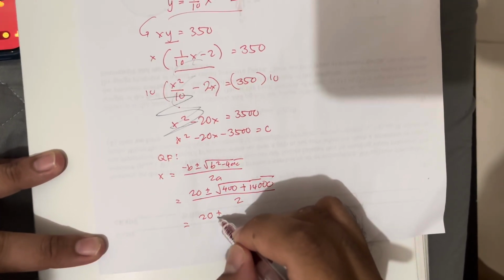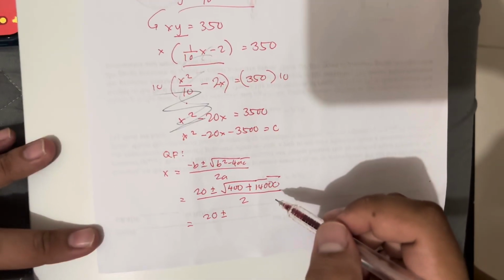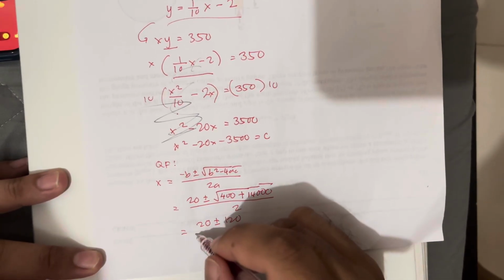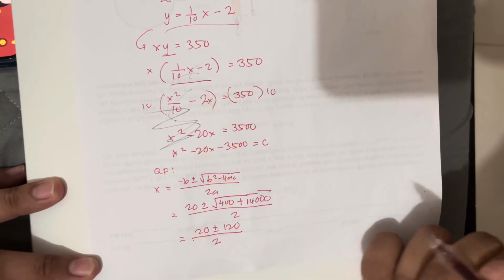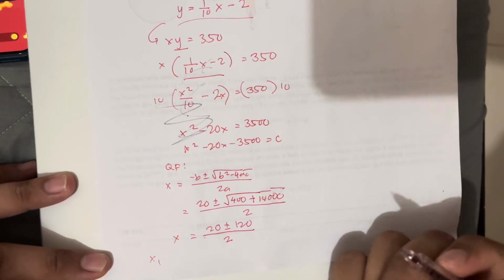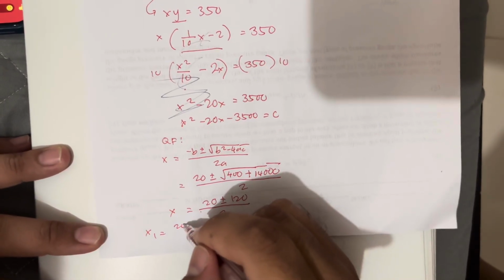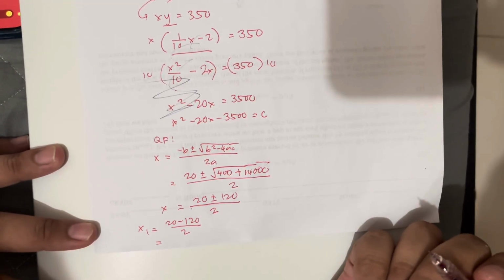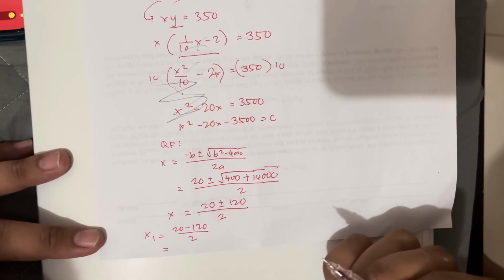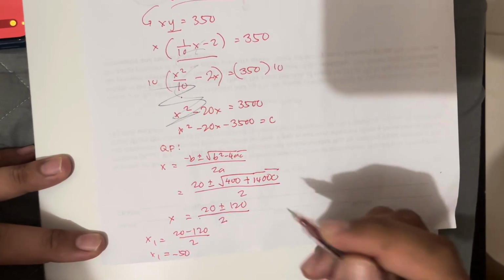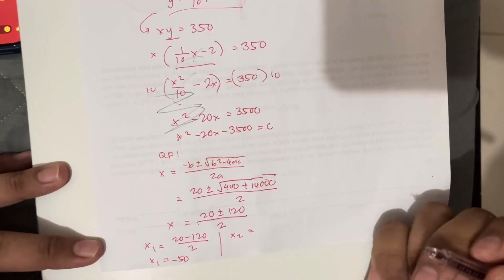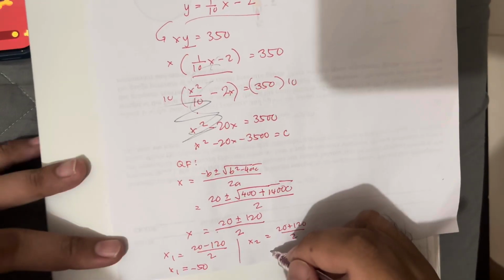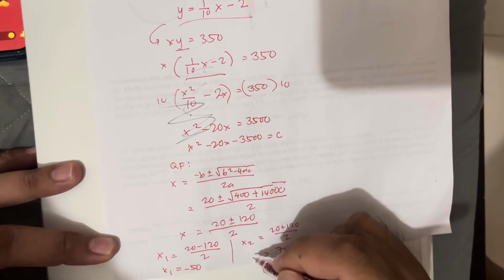Equation 20 plus or minus square root of 14,400. 14,400, that is 120 pag kinuha mo yung square root. All over 2. So, yun yung x. x sub 1 is 20 minus 120 over 2, which is equal to negative 50. x sub 2 is equal to 20 plus 120 over 2, which is 140 over 2, 70.